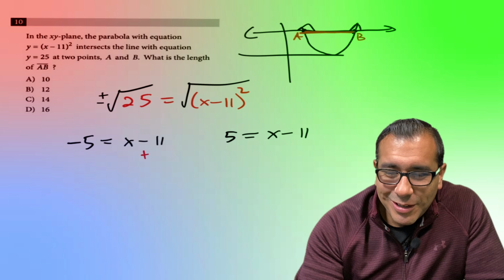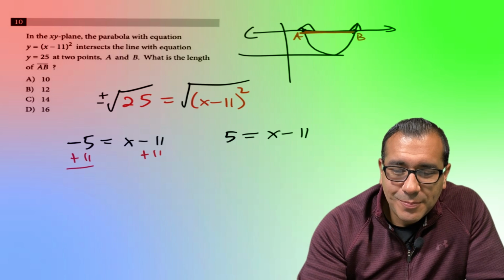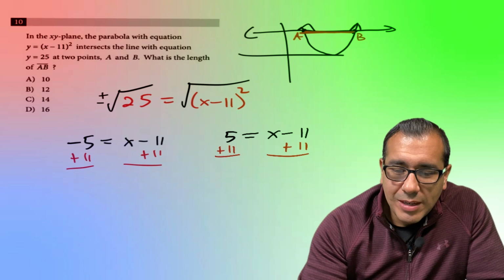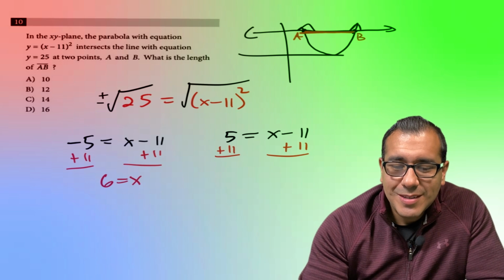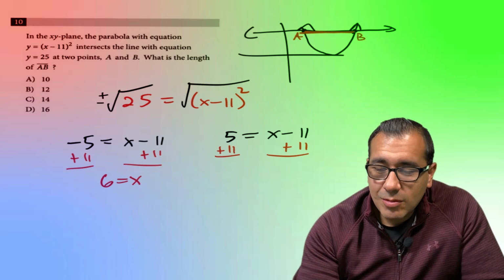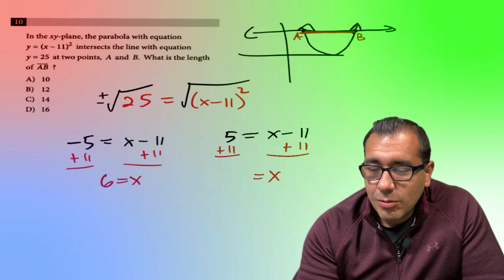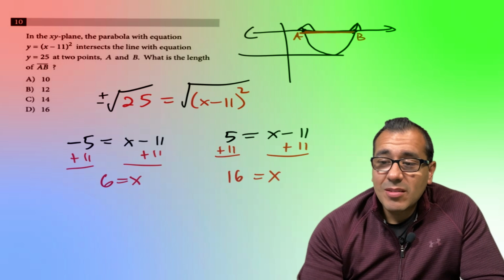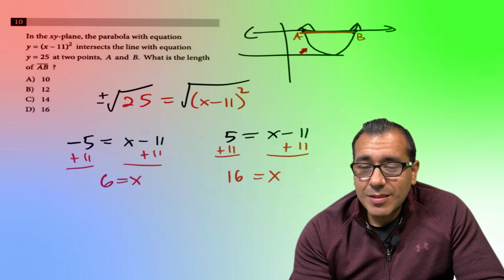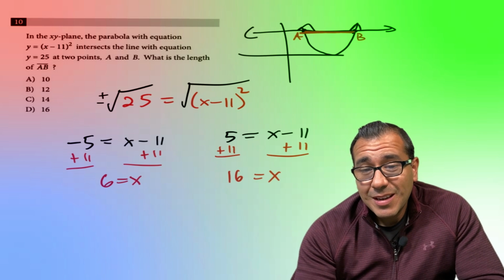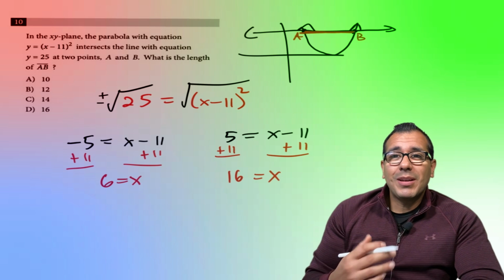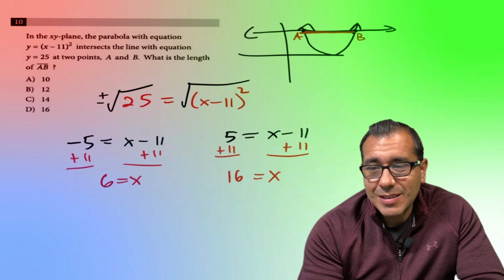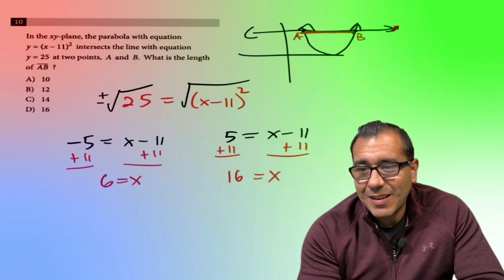So we're going to add 11 to both sides, and we're going to add 11 to both sides in this equation too. And so here we're left with x equals 6, right? And in this one, we get x equals 16. These are going to be the x coordinates of these points. You can plug them in to get your y coordinate, but again, we already know the height is going to be 25. That's what they tell us. The height is 25, because that's the height of this line.